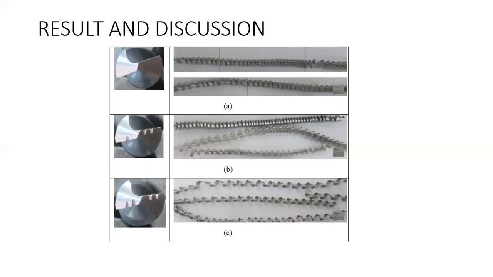Picture C shows the shape of the drilling chip from the third drill bit, with splitting nicks on either side of the cutting lips.